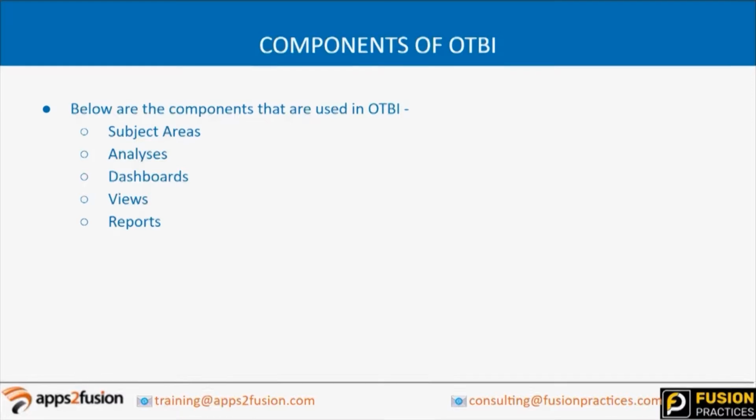Now, to start with the components of OTBI, these are the components that we will cover today. First thing is, of course, subject areas, and you have analysis. On top of analysis, you have dashboards, and you have views, and also you have reports. Now, this is the order, but the views come as part of your analysis itself. In analysis, you will see different types of views. And of course, subject area is your very first layer.